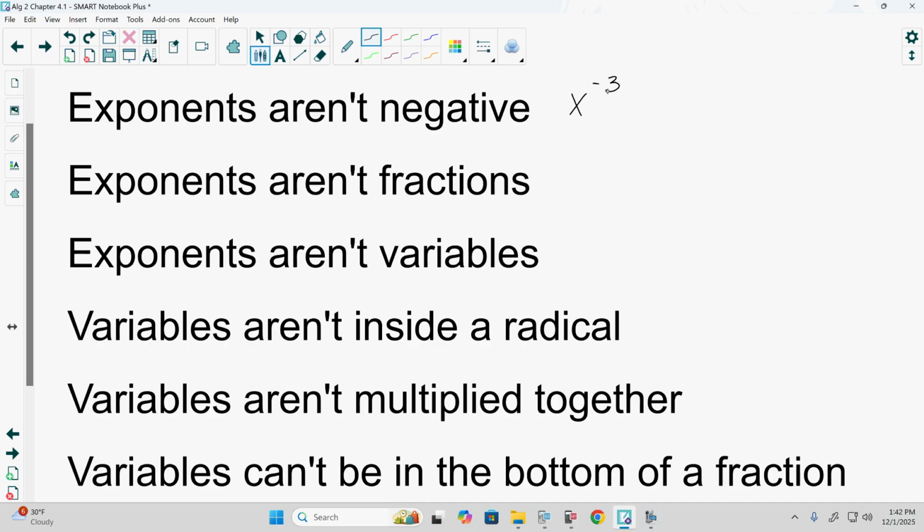Now, we can have a negative exponent attached to a number, that's fine, but it cannot be attached to a variable. I cannot have x to the negative 3. I can't have x to the negative 1. We cannot have exponents attached to variables that are negative. Exponents aren't fractional, so we can have 2 to the 1/4. I cannot have x to the 1/4. Our variables' exponents cannot be fractional. So the exponents attached to variables cannot be negative. They can't be fractional.